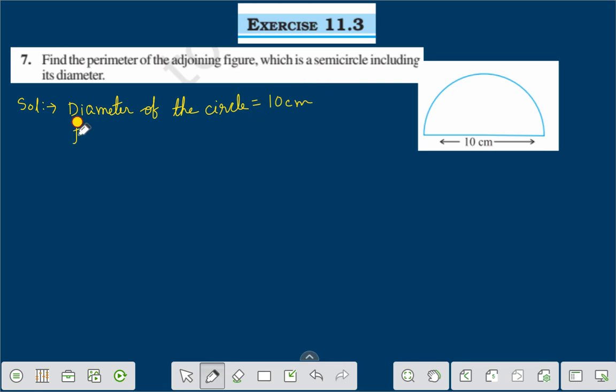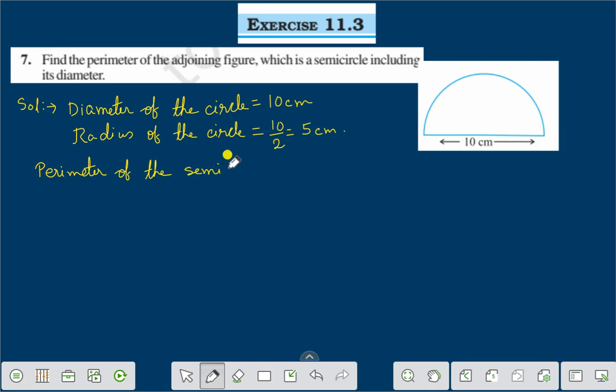Therefore, radius of the circle is equal to 10 by 2, that comes to 5 centimeter. Now you have to find the perimeter of the semicircle.